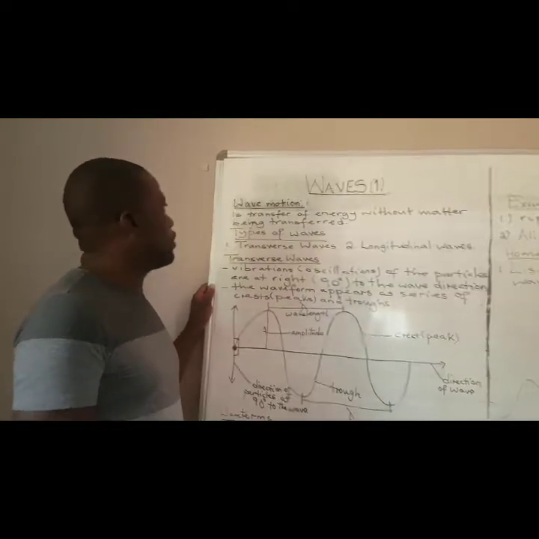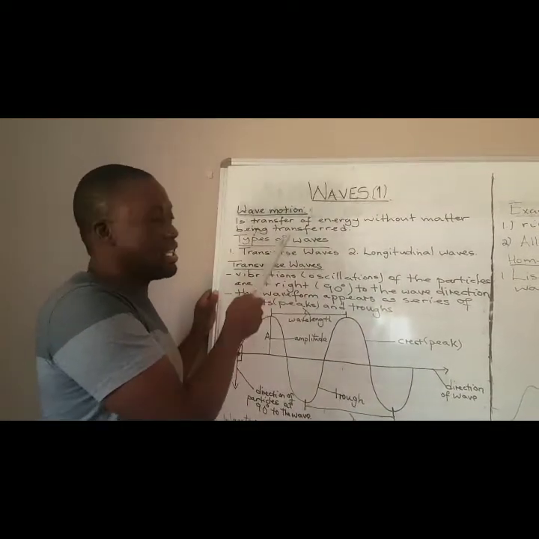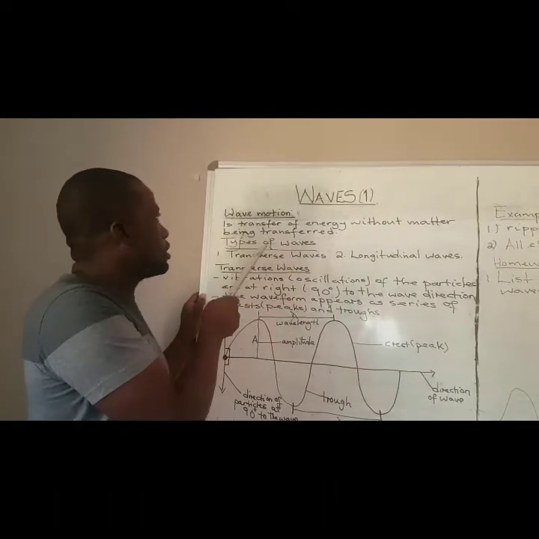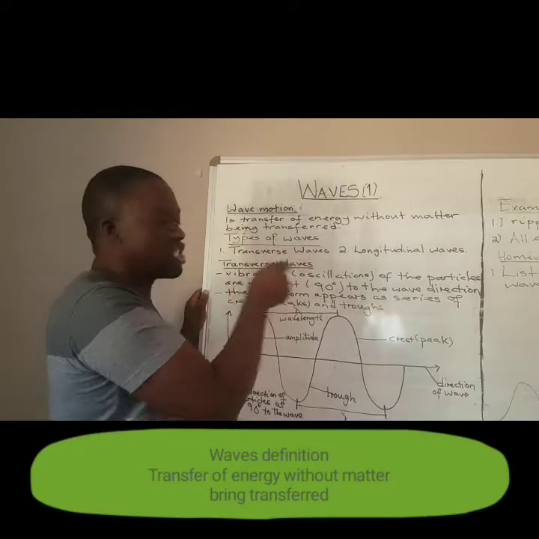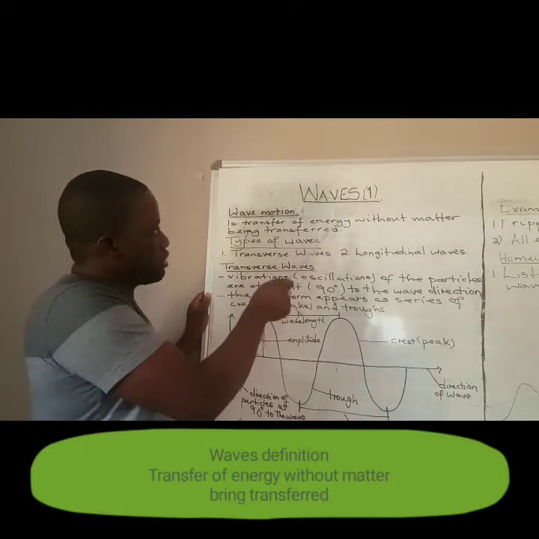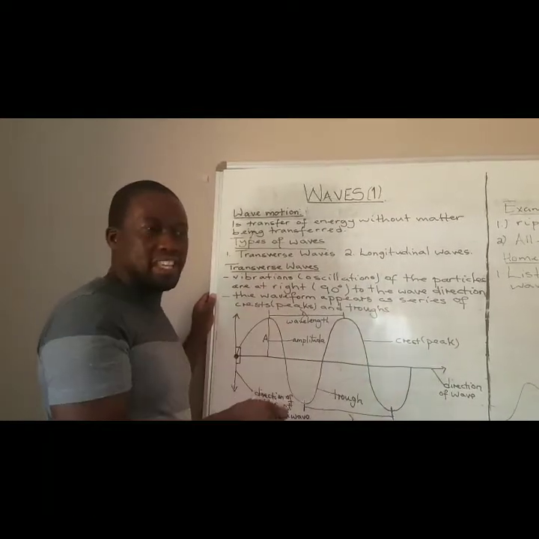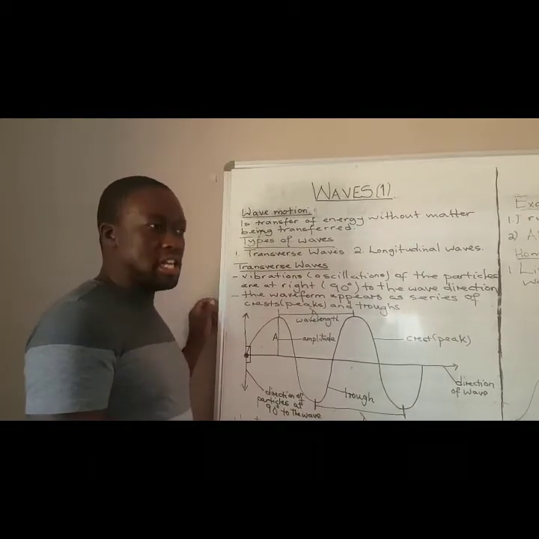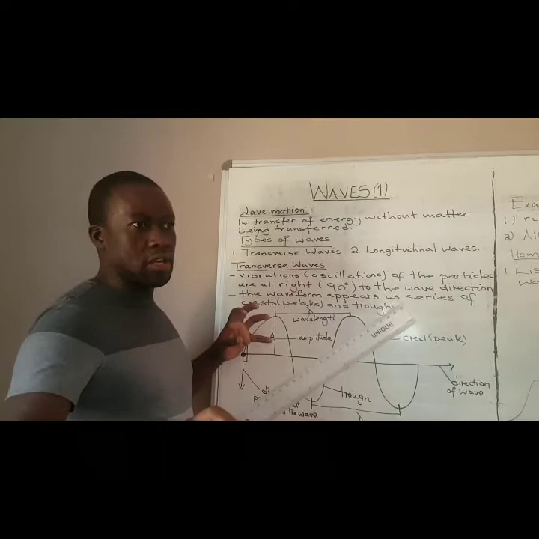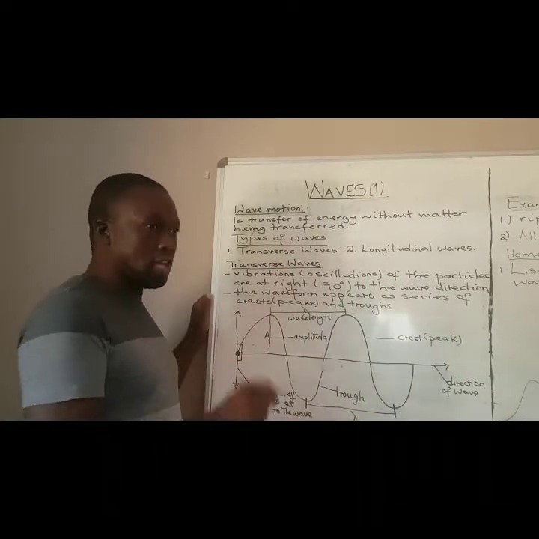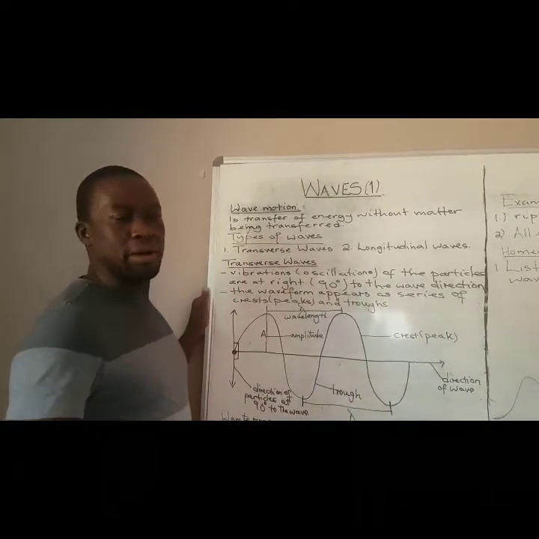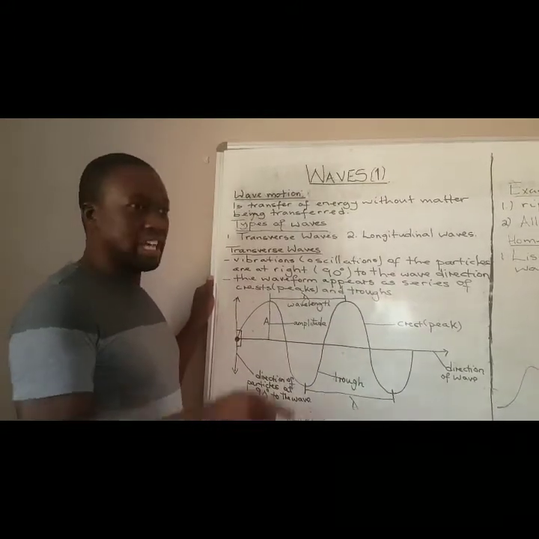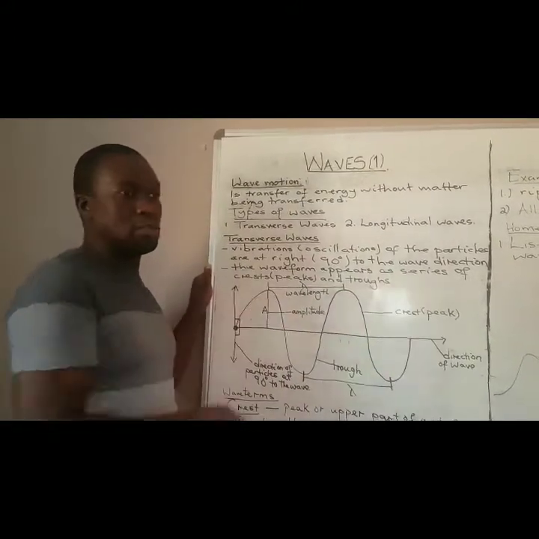What is a wave? When we talk of waves, we are saying this is transfer of energy without matter particles being transferred. What are we saying? We are saying when we have a wave, there is a disturbance which happens to the matter particles and energy is transferred from there, going out, without the matter particles moving, but energy being transferred or transmitted. That becomes a wave.